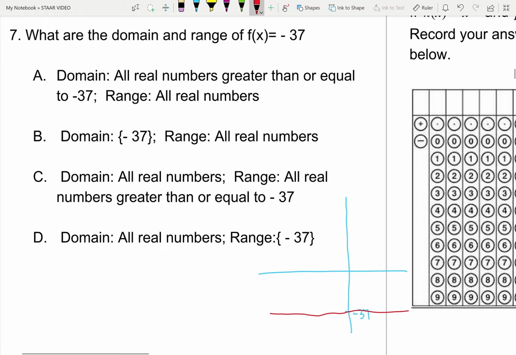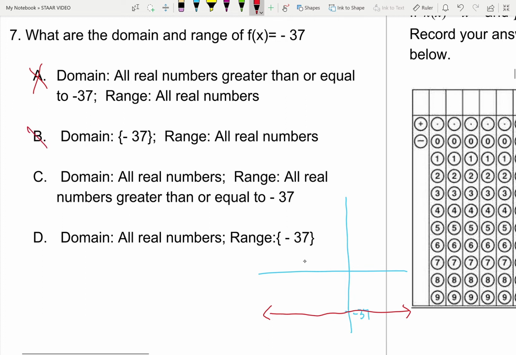So A says the domain is all real numbers greater than or equal to negative 37. Remember, domain is all the x's. So if we imagine that this line continues on forever, it doesn't make sense that it would stop at negative 37. So it's not A. B says the domain is negative 37, which again doesn't make sense because we just said that our line going from left to right, our x's, goes on forever.